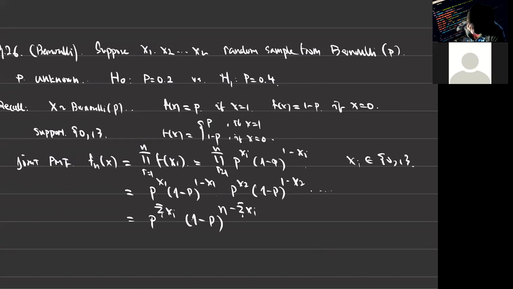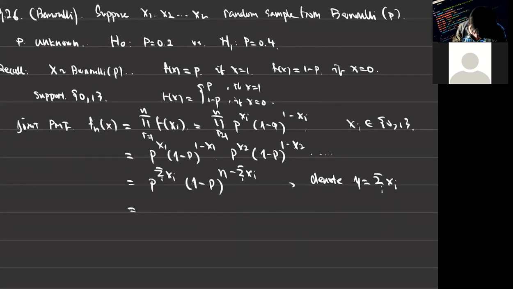All right. Now we're going to make our math a little bit easier. So denote y to be the summation of xi. After that notation, we essentially have p to the power of y, 1 minus p to the power of n minus y. This is everything that we've done before. In previous chapters, we have the PMF, we know the support, we know the likelihood function. All of that is consistent with what we've done before.